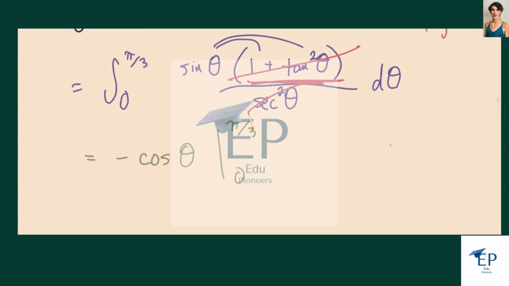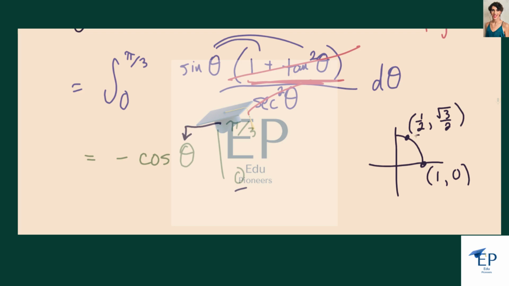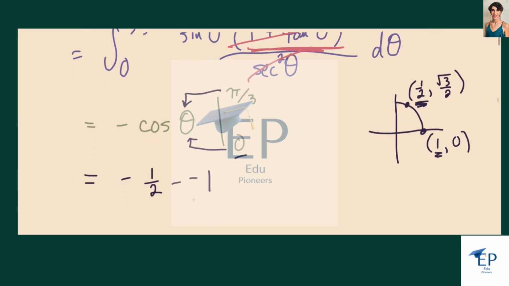Maybe I'll switch colors again, because pi over 3 is up here at this ordered pair. And then 0 is this ordered pair, 1, 0. So as we plug in pi over 3, we're looking at that value. So we're looking at negative 1/2 minus, we're going to plug in 0 and cosine's the x-coordinate, so it becomes minus negative 1 because the negative is still there. So really what we're looking at is negative 1/2 plus 1, which gives me positive 1/2 is your correct answer.